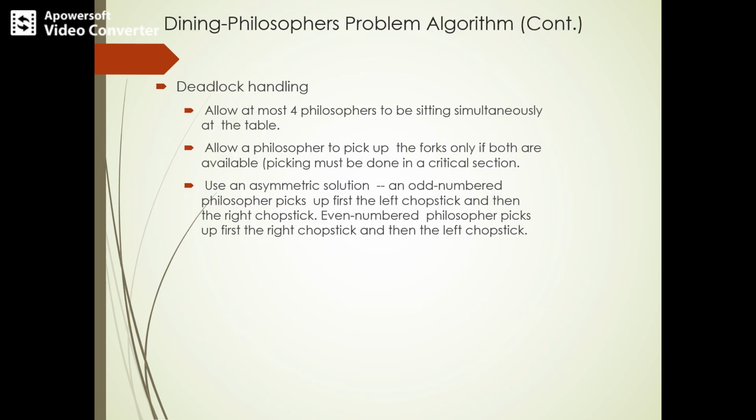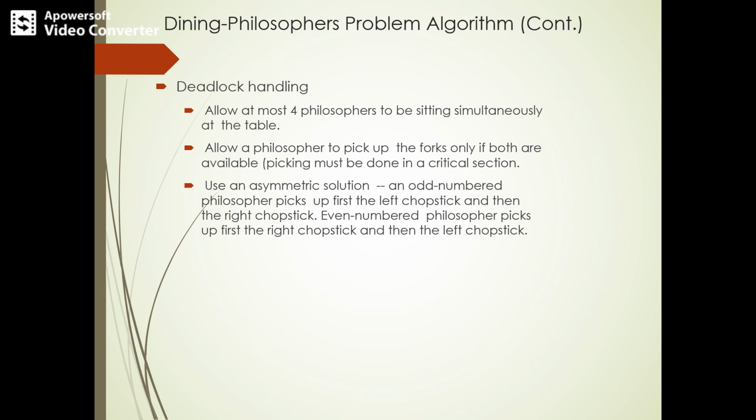But what is the problem with this algorithm? The basic problem is we must allow at most 4 philosophers to be sitting simultaneously at the table. But here currently, how many philosophers are there? 5 philosophers. In order to ensure freedom from deadlock, we must allow at most 4 philosophers to be sitting simultaneously at the table, and we must allow a philosopher to pick the chopsticks only if both chopsticks are available.